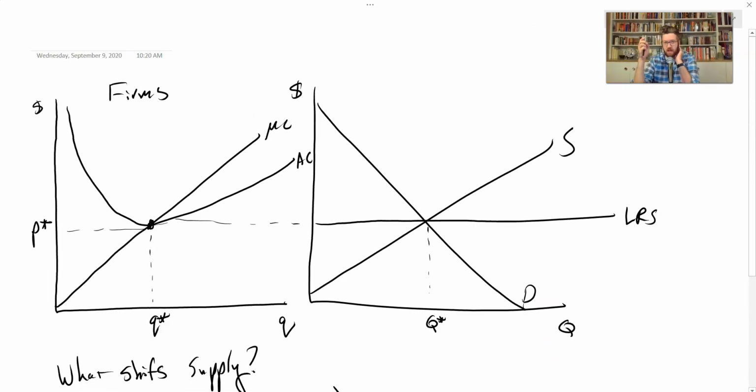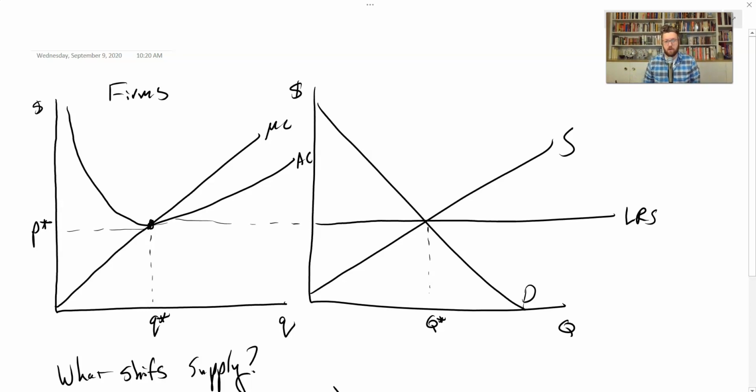What doesn't change supply is things that change demand. So if there's a change in the price of your competition, that affects demand, that affects prices, that affects quantities, but it doesn't affect your marginal costs. Supply is all about costs, production, and sort of like what's going on inside a firm.